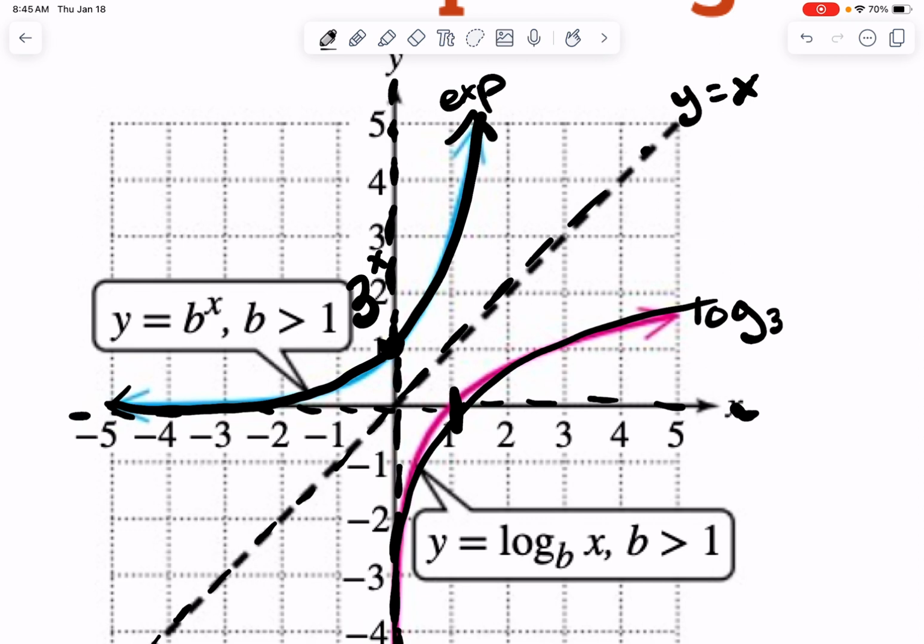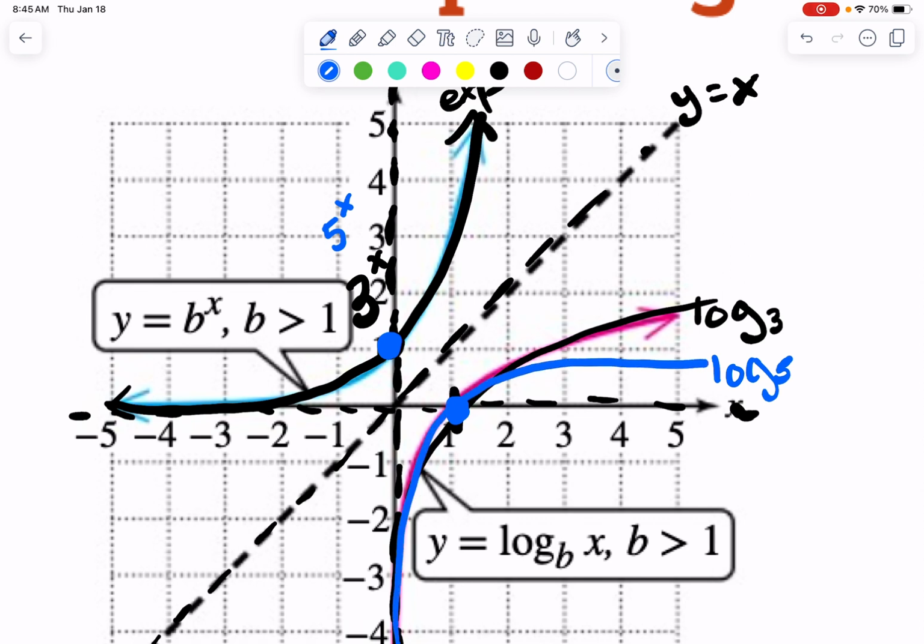It's the same way if this instead was 5 to the x power. The inverse of that would be log base 5. They will still go through 1 on the x and y axis. It's just that 5 to the x power will be narrower on the exponential function, which means it'll be flatter for a log function.